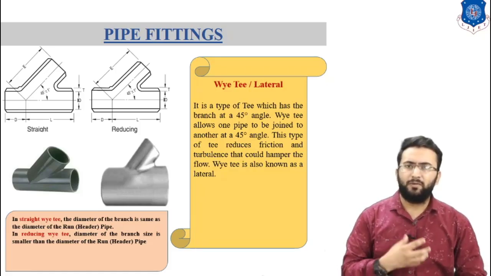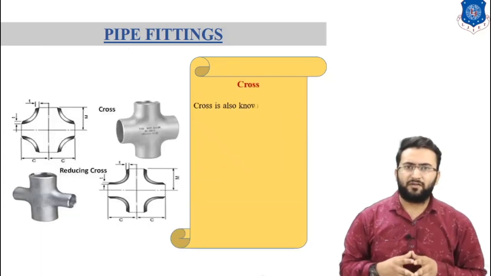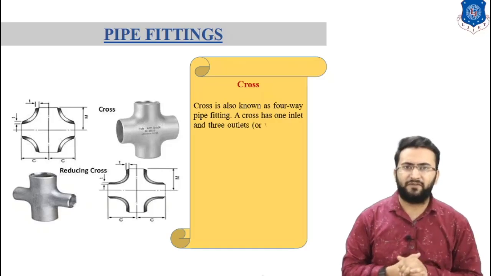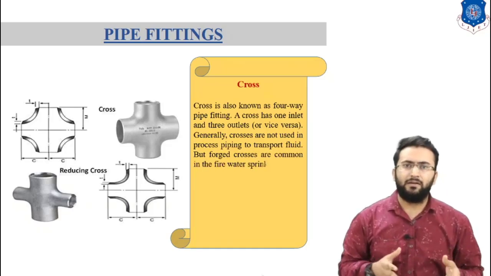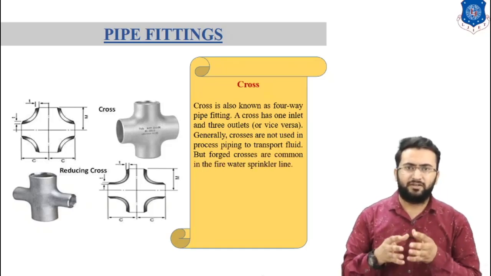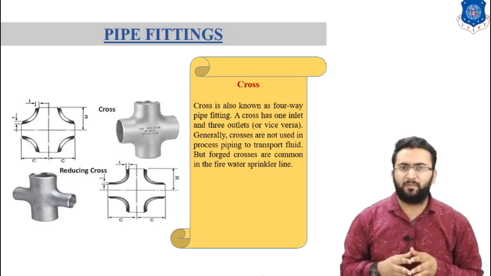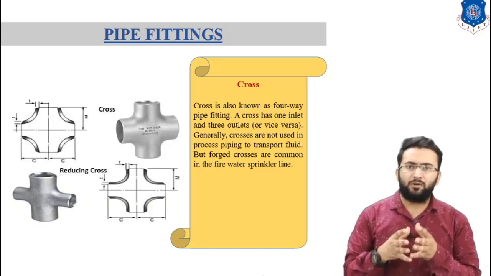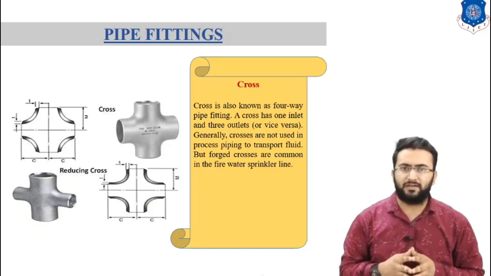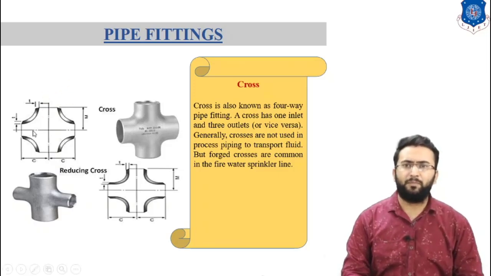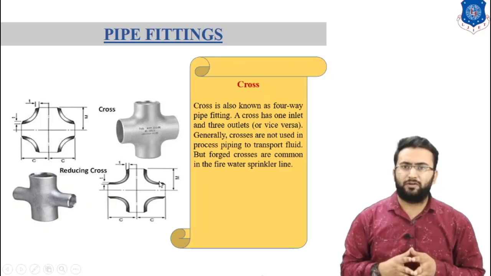Now let's talk about one more type of pipe fitting, which is a cross. A cross is also known as a four-way pipe fitting. A cross has one inlet and three outlets, or we can say one outlet and three inlets. Generally, crosses are not used in process pipes to transport fluid, but they are commonly used in fire water pipelines. There are mainly two types of cross, the equal cross and the reducing cross. In an equal cross, the diameter of all pipelines is the same, whereas in a reducing cross, the diameters of all pipelines are not equal. That's why it's known as the reducing cross.